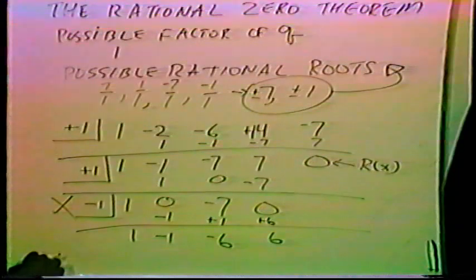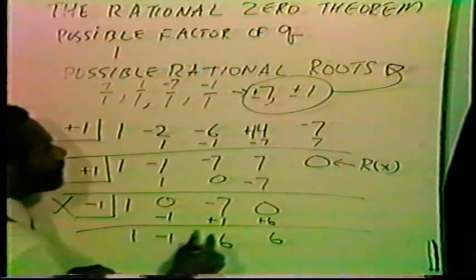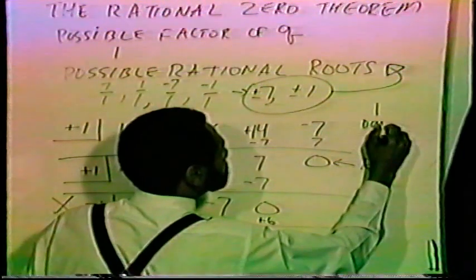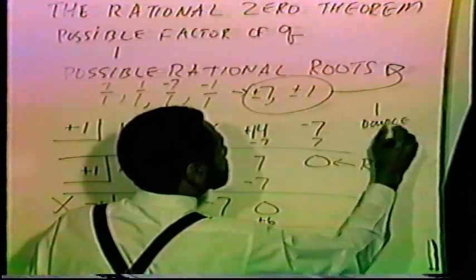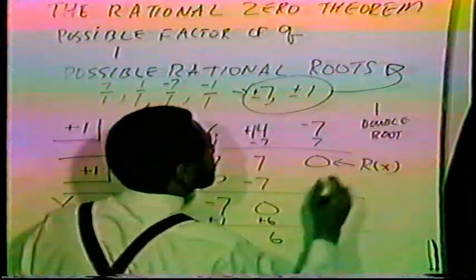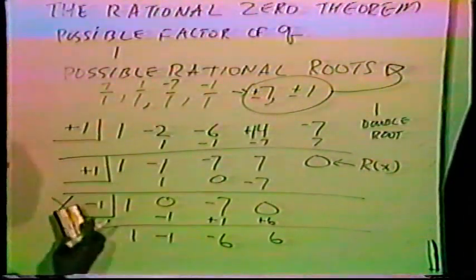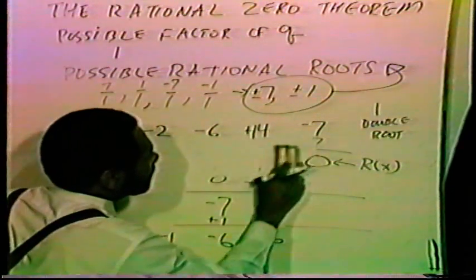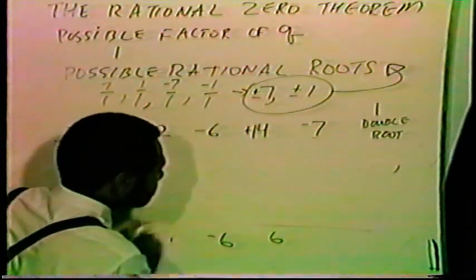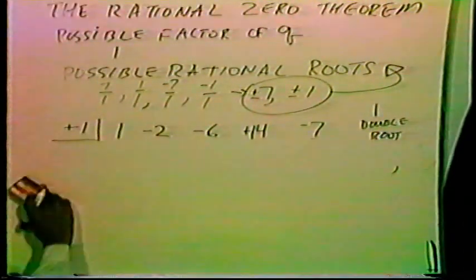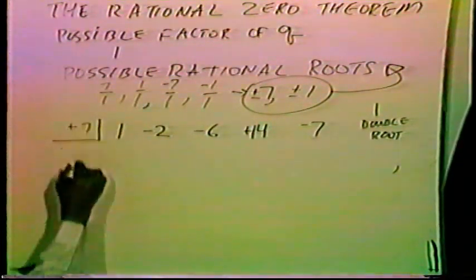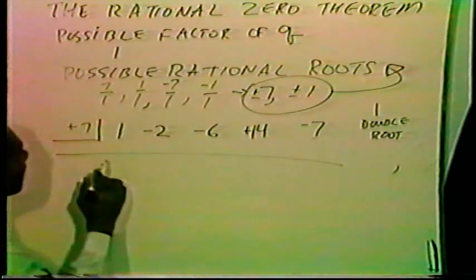So therefore we know that 1 is a double root or a root of multiplicity 2. So then we try the other rational roots. We need to try positive 7 and negative 7 to see if they will work. So next we try positive 7. So negative 1 didn't work. So next we try positive 7.